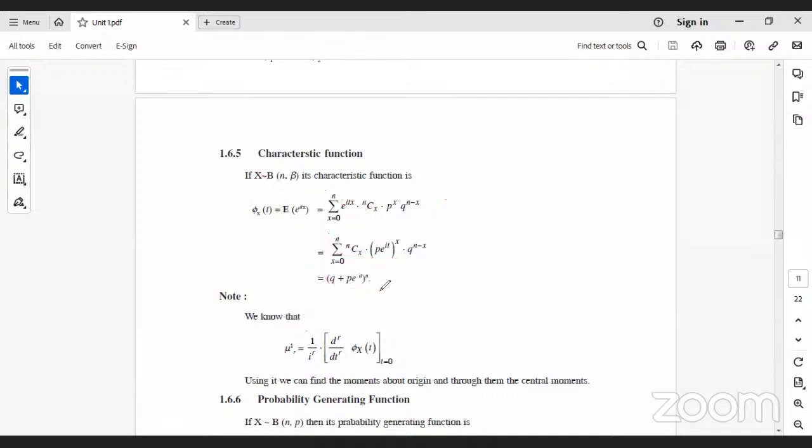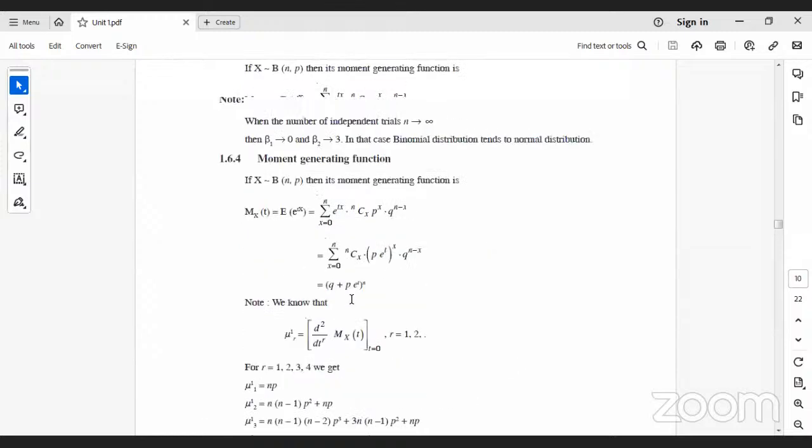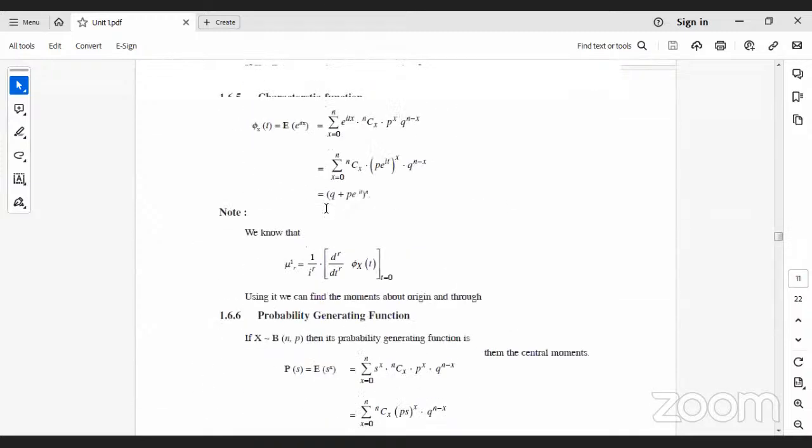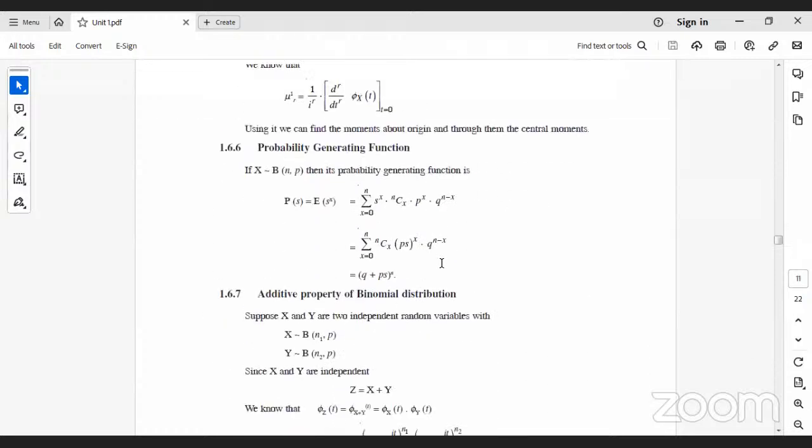Why? Because I already told you this one: q plus p e power it. The same has been done here, nCx p e power itx q power n minus x. So this is the characteristic function: q plus p e power it whole power n.